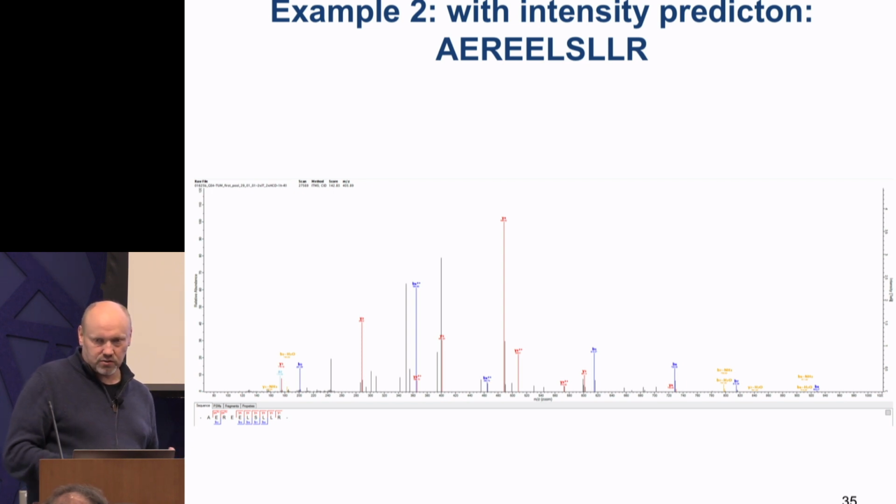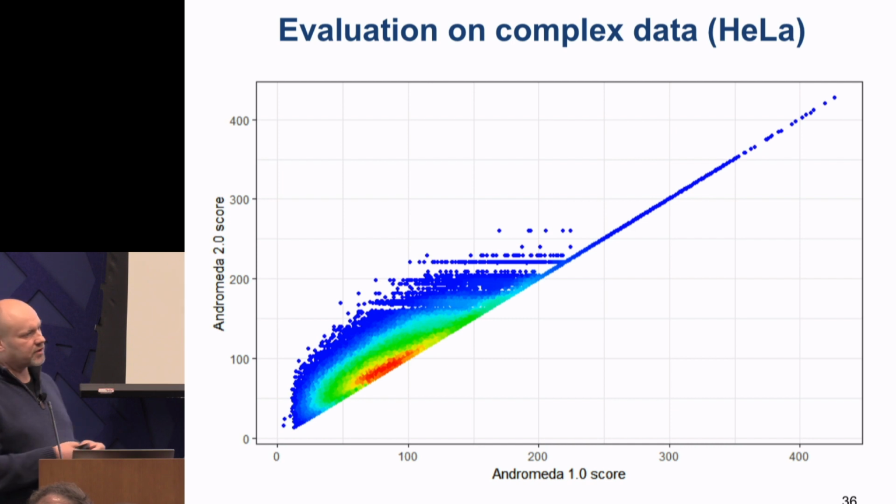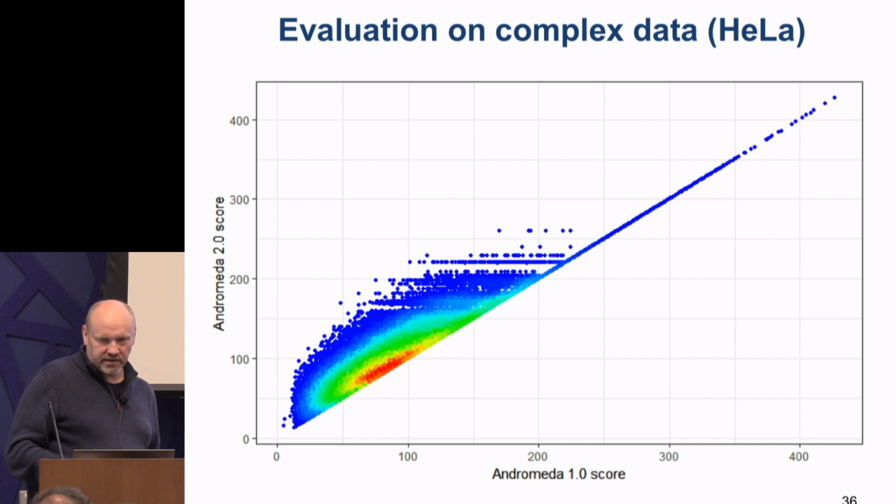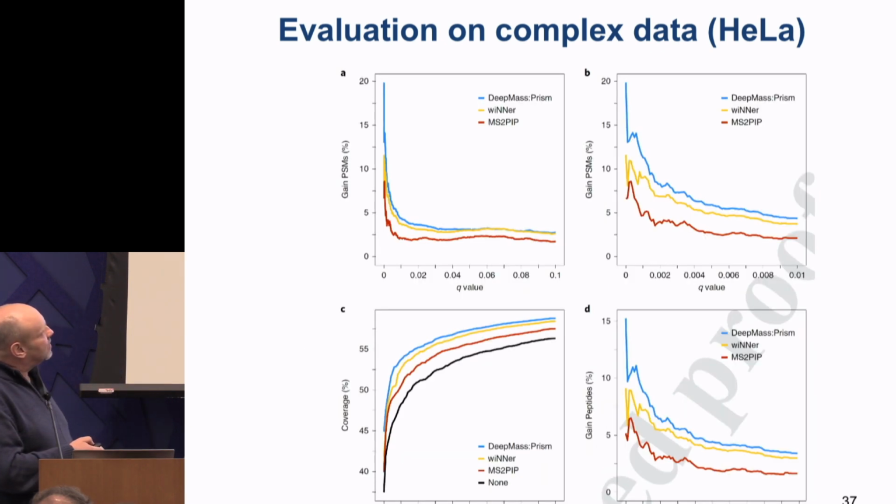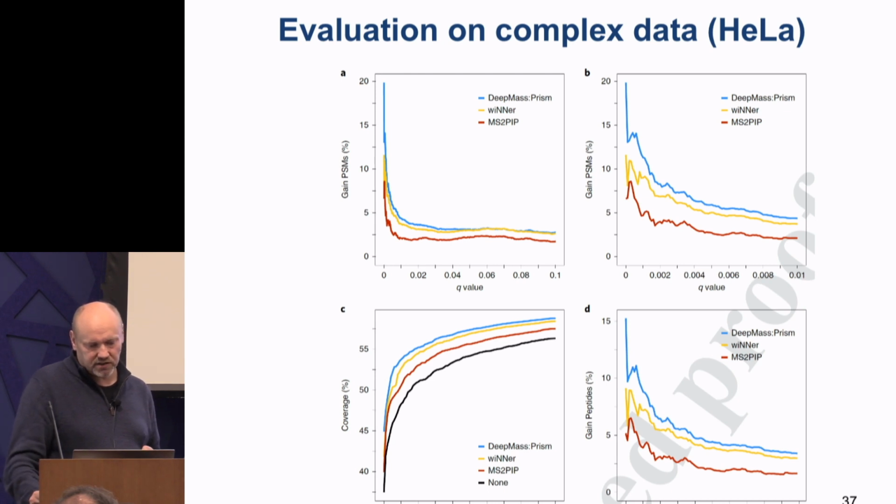So then how does it look if we evaluate it on somewhat more complex data, like for example a HeLa data set, which you can see here. So you see the same trend: the high scores are not changing, the low scores are staying the same or getting bigger. And then if we make the evaluation, so how much does it actually help in terms of gain in identifications? That's what you see here. So the gain in PSMs is Q value specific, and if you're in the very high specificity range, it can go up to 20 percent points on this HeLa data set.